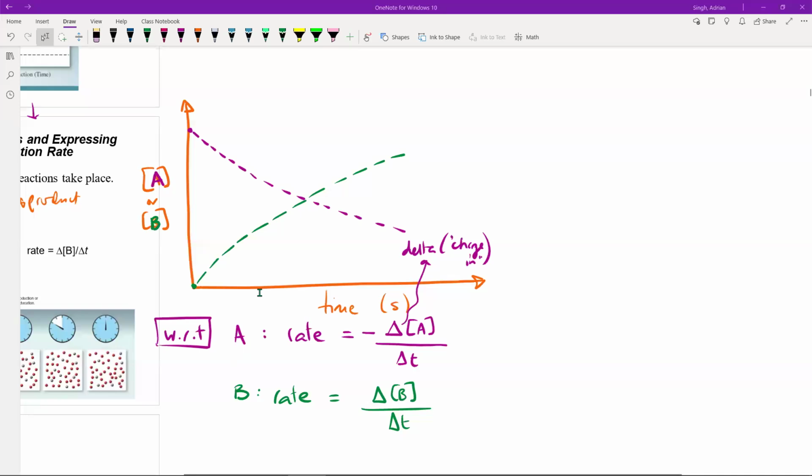So a couple of things to consider when we look at reaction rates or speeds of chemical reaction. Rates are always positive. You can't have a negative rate.